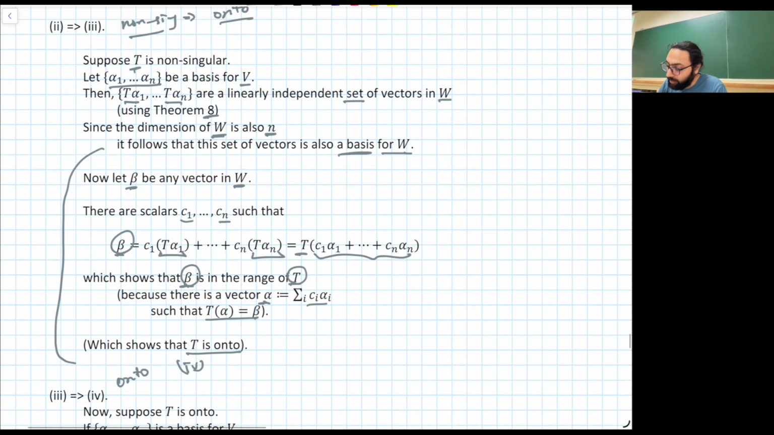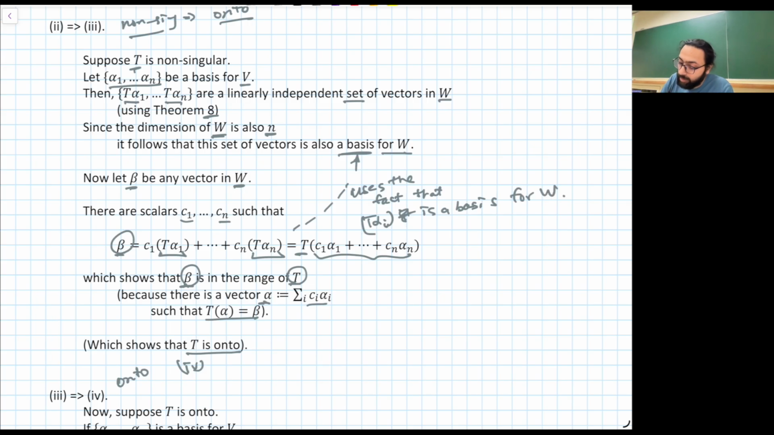So here we are relying on the fact that it's a basis. I misspoke. So it uses the fact that T alpha i is a basis for W. And now here we are showing the onto property. Okay, that's the structure. Any questions? Is it okay?